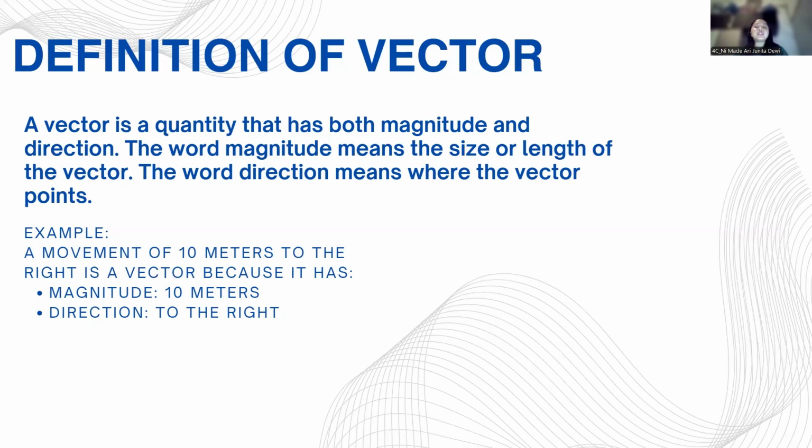And now let's look at the definition of a vector. A vector is a quantity that has both magnitude and direction. The word magnitude means the size, value, or length of the vector, and the word direction means where the vector points. For example, if I say 10 meters to the right, this is a vector. Why? Because it has magnitude and direction. The magnitude is 10 meters, the direction is to the right. So remember this important sentence: a vector has a magnitude and direction. Okay, remember guys.